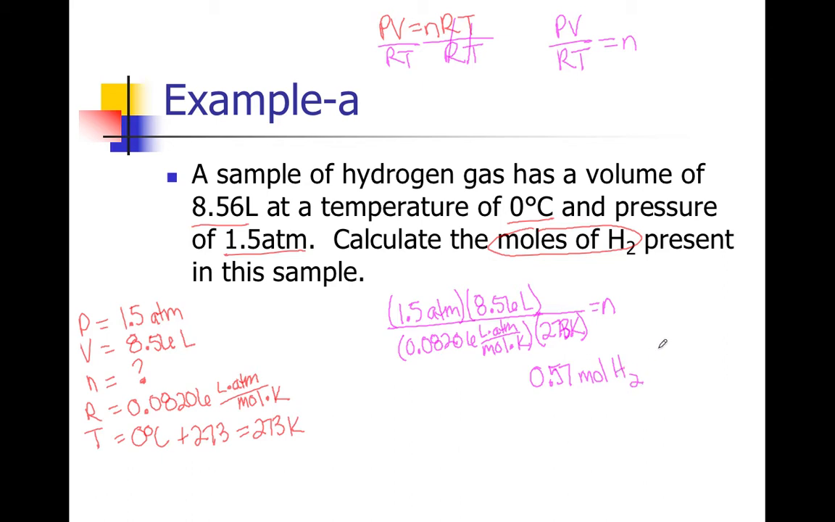And you should get 0.57 moles of hydrogen is equal to your n. So the reason why I knew it was moles for my unit is because you can cancel out atmospheres, liters, and Kelvin. So moles is my only unit that I have left.